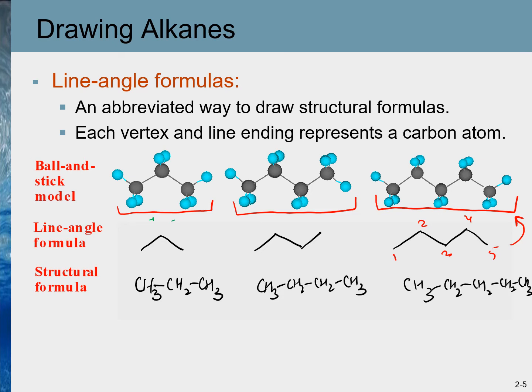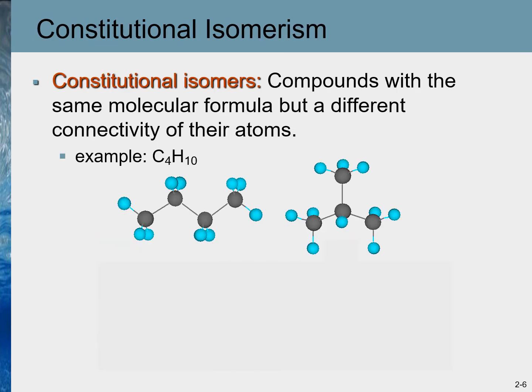By definition, constitutional isomers are those compounds which have the same molecular formula but different structural formula. The meaning of having different structural formula is that the two compounds either have different kinds of bondings or they may have different kinds of connectivity. For example, with this molecular formula C4H10, there are two possibilities of structures.